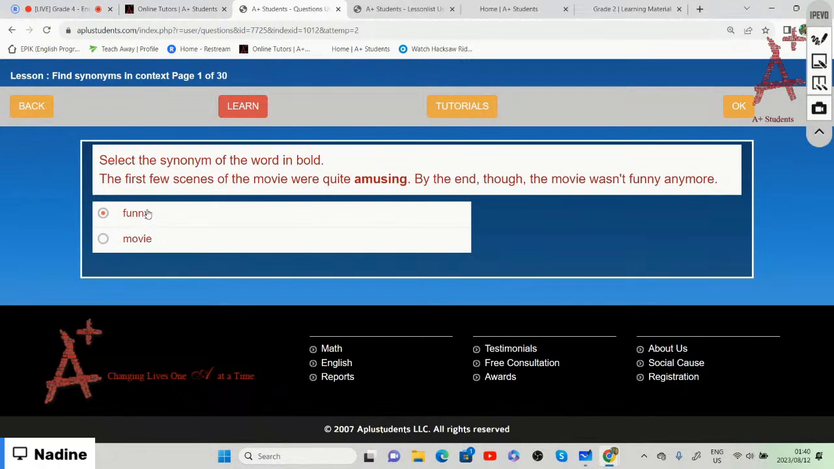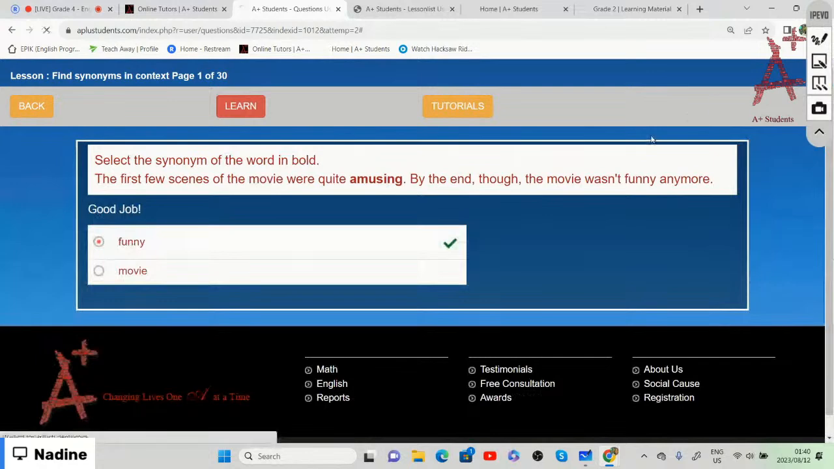I find it quite amusing, right? It's like you are giving a subtle, soft laugh, or you're laughing. So it basically means that it is funny. Amusing is similar to funny.